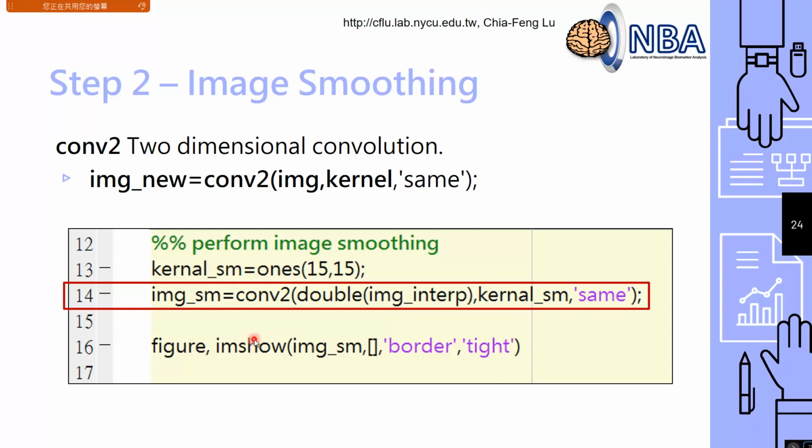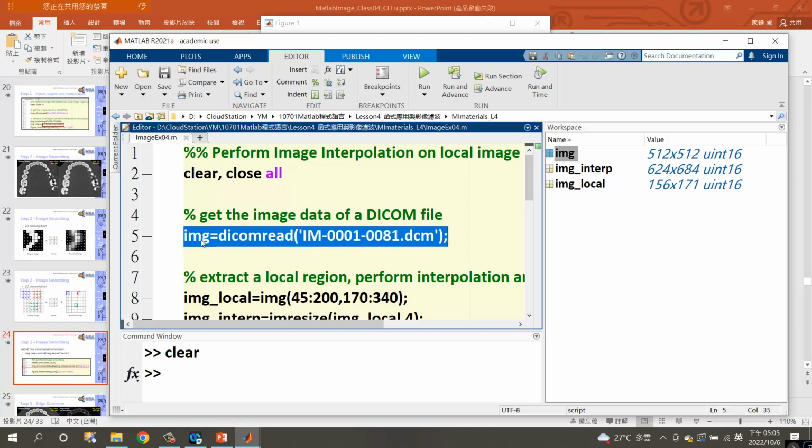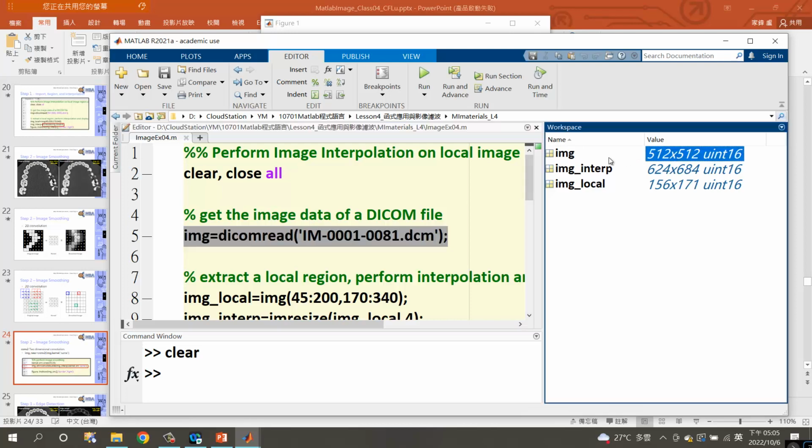You can check it. Some of you are asking about why we use double. Okay, just take a look. For line number 5 right here, we did use the DICOM read to get the image matrix, right? But now take a look right here. The image matrix we see in the workspace is a 512 by 512 image matrix. It's okay. But you may see something right here.